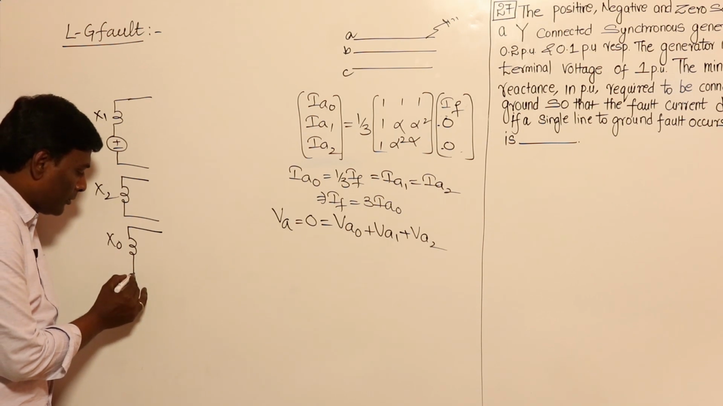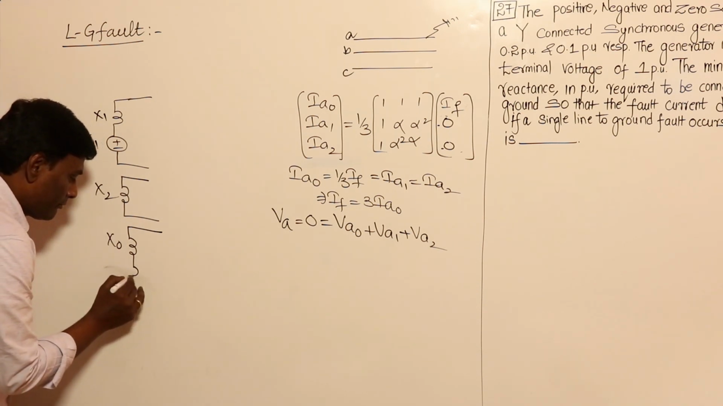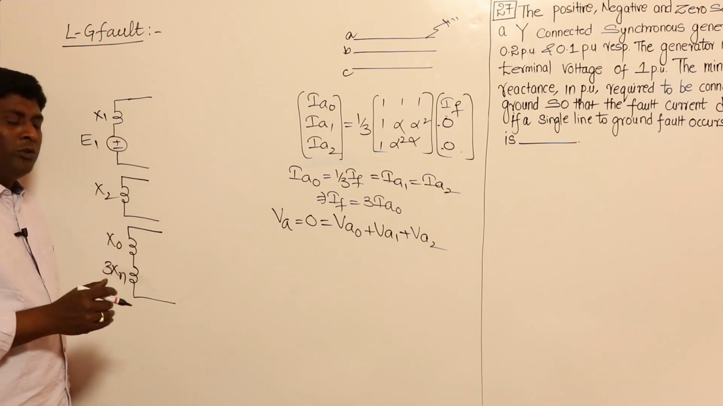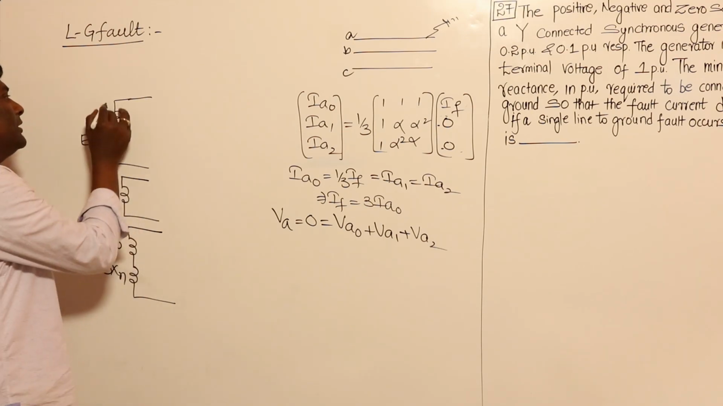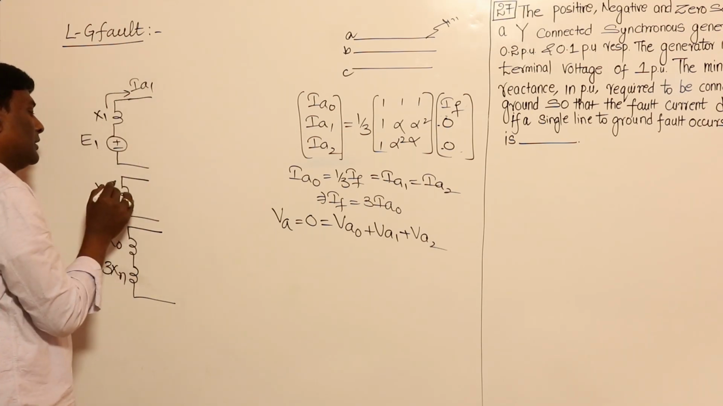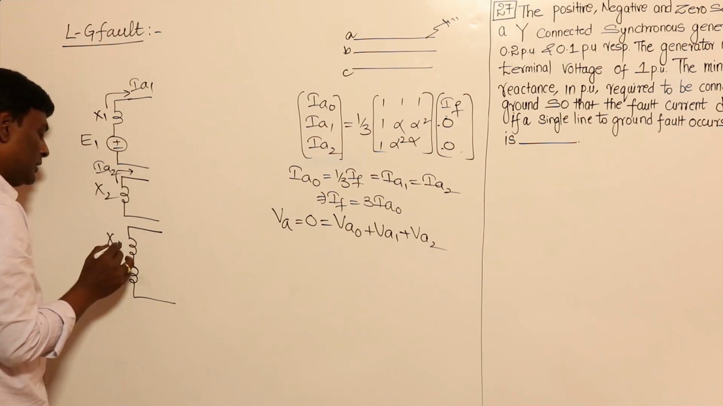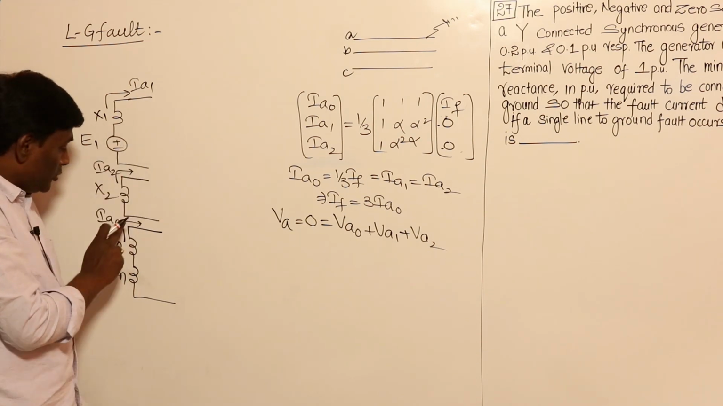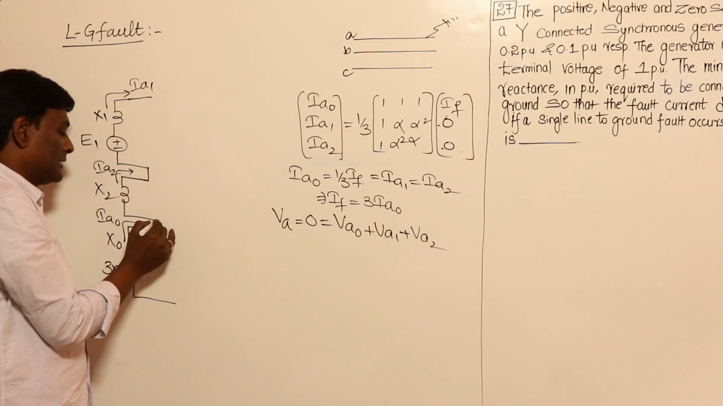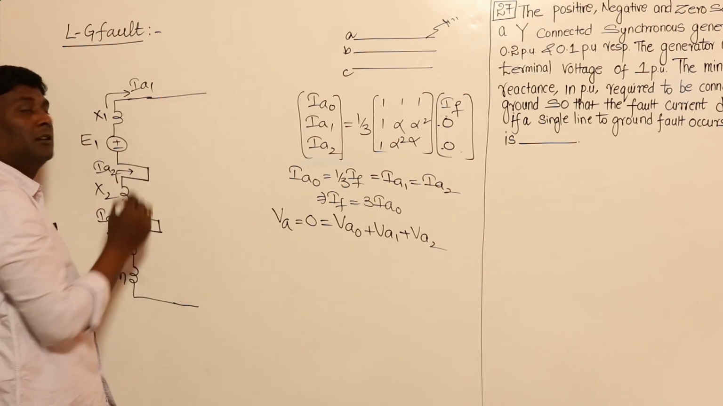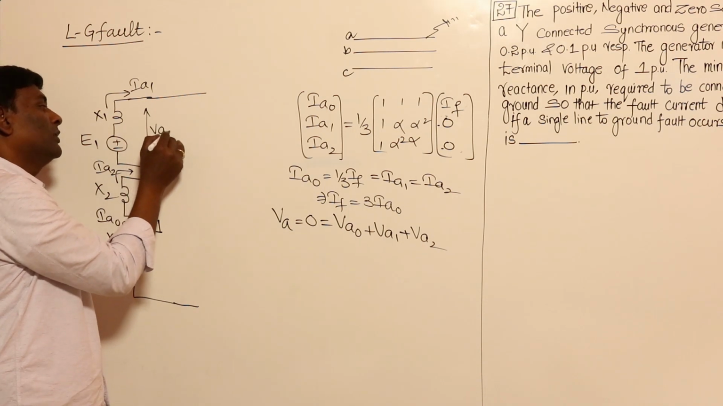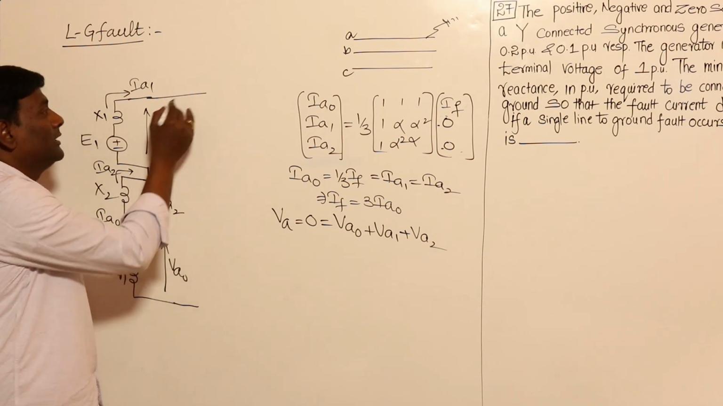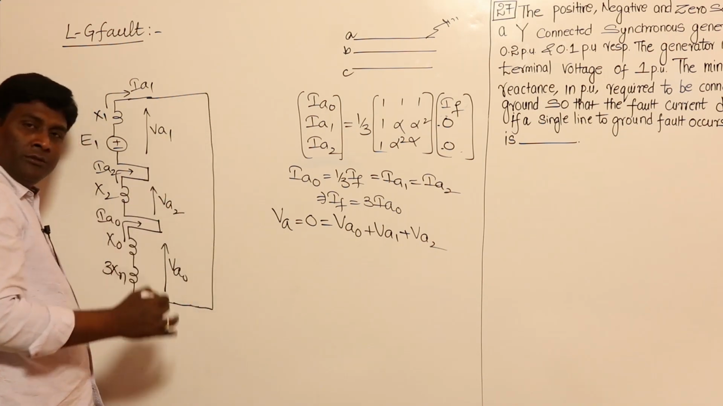Now if I think of the zero sequence, if the neutral is grounded through some reactance 3Xn, the current flowing here is IA1, here IA2, and here IA0. IA1 equals IA2 equals IA0 means that all these should be connected in series. The voltages VA1 plus VA2 plus VA0 is going to be 0.